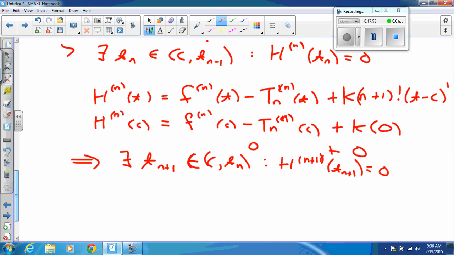And here's where the fun ride stops, because the n plus 1th derivative of t is equal to the n plus 1th derivative of f minus nothing, because my Taylor polynomial is an nth degree polynomial. Its n plus 1th derivative vanishes.